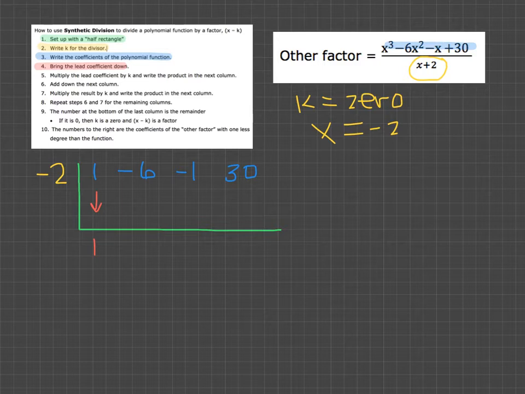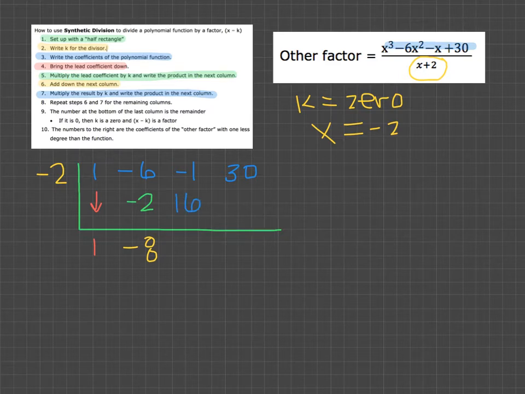It brings that down. Okay, next step is to multiply the lead coefficient by k and write the product in the next column. So we're going to multiply 1 times negative 2, and that product goes in the next column under the next coefficient. Okay, and then the next step is to add down that column. So negative 6 plus negative 2, that's going to give us a negative 8. All right, next step is to multiply the result by k and write it in the next column. So negative 8 times negative 2, we get a positive 16.